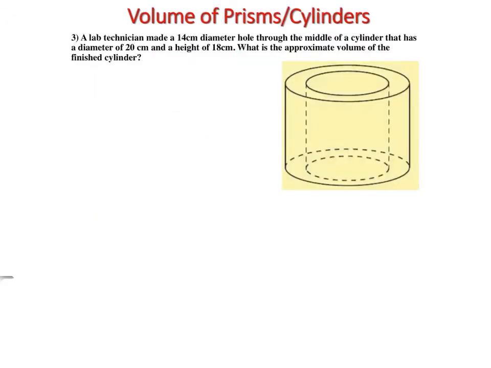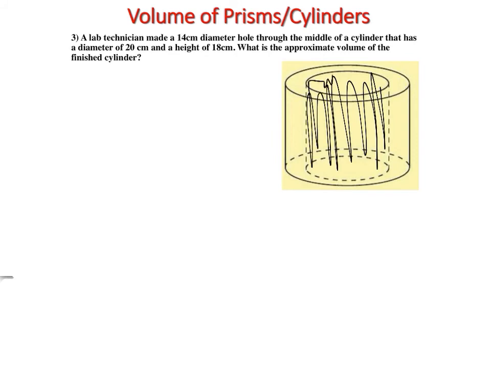So here's a problem we have to solve. A lab tech made a 14 centimeter diameter hole through the middle of a cylinder that has a diameter of 20 centimeters and a height of 18 centimeters. What's the approximate volume of the finished cylinder? Explaining what's happening here, we're making this hole in the middle, so we're looking for this outer volume right there.